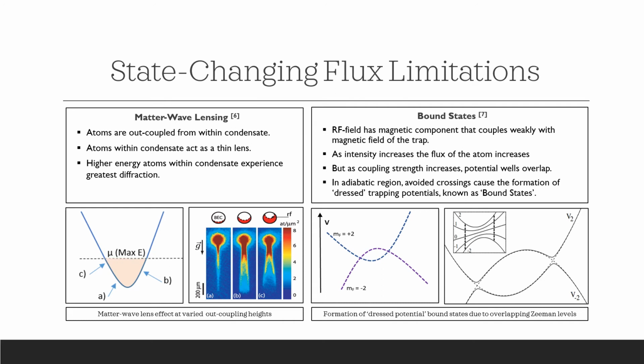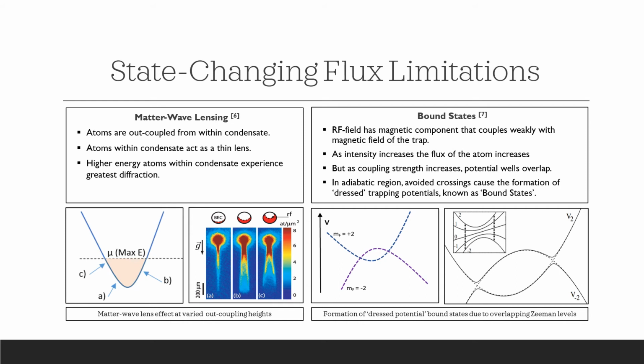Secondly, the weak RF field has a magnetic field component, as with any other form of electromagnetic radiation. In the Munich group, the atom laser field can be described as a weak coupling field. This means the RF field hardly interacts with the magnetic field. The flux can be improved by increasing the intensity of the RF field, meaning more atoms are outputted and flow per second. However, as intensity increases, the strength of the RF field also has to increase. This means that the RF field begins to interact with the magnetic trapping field.